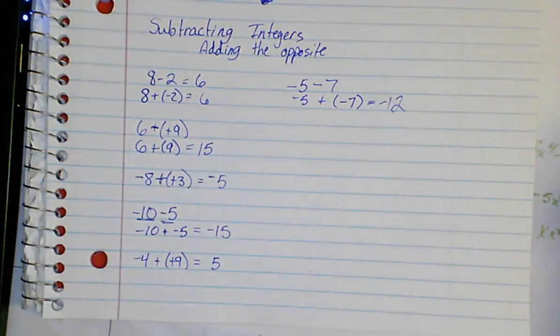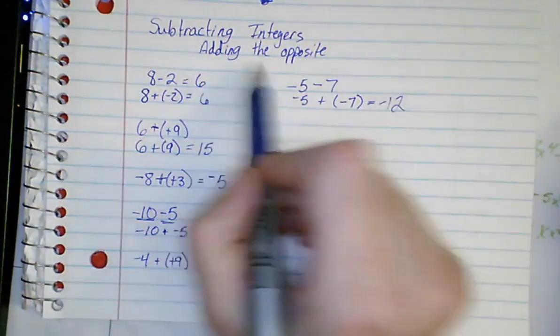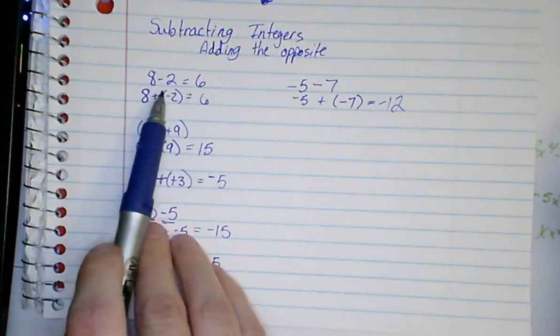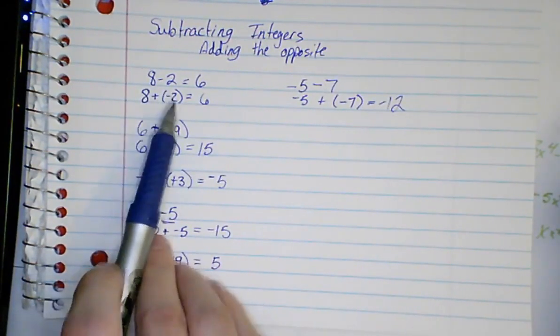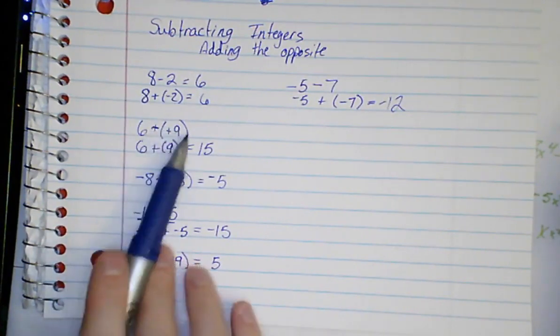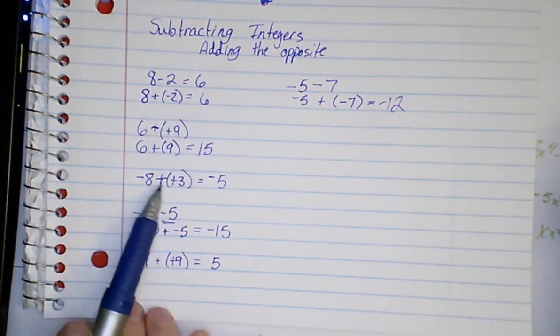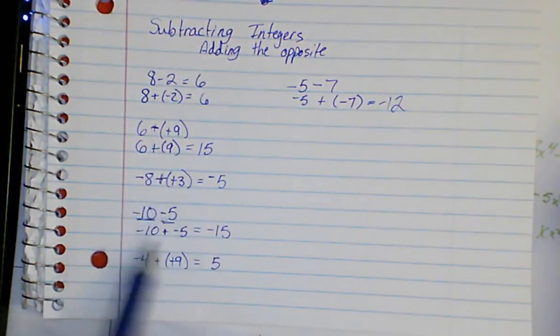So turning negative or minus, again, adding the opposite. I did not explain adding the opposite. So instead of subtracting 2, we're going to add negative 2. Instead of subtracting a negative 9, we're going to add a positive 9. Instead of subtracting a negative 3, we're going to add a positive 3. So we're just going to add whatever the opposite of that number is.